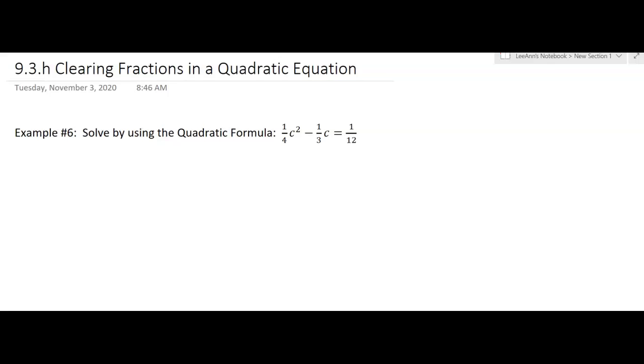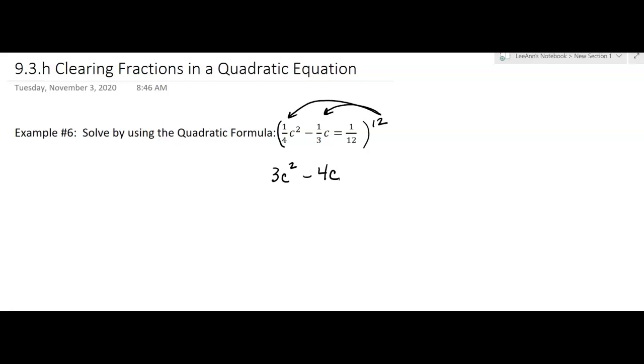Okay, so we've got these fractions in there, and we don't really want those. So we're going to get rid of the fractions by clearing the fractions. We're going to multiply the equation by the LCD, which is 12. So you're going to have 12 times 1/4, which is 3c squared. You're going to have 12 times negative 1/3, which is going to be minus 4c.